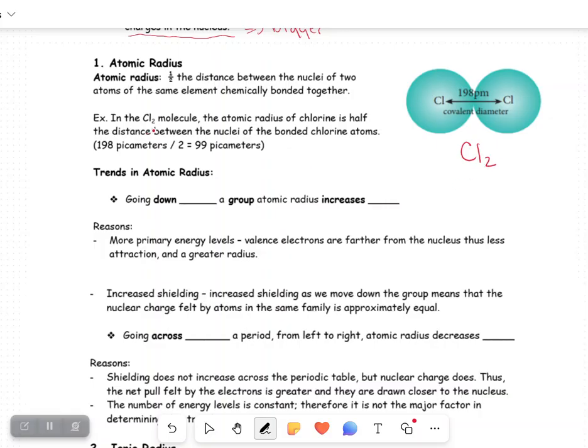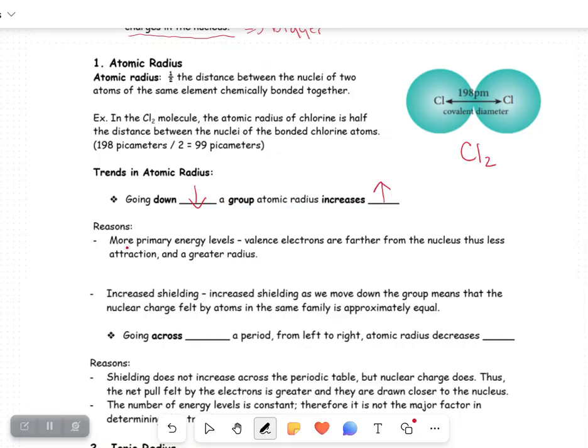Okay, so in the Cl2 molecule, the atomic radius of chlorine is half the distance between the nuclei of bonded chlorine atoms, so that equals 198 picometers. Picometers is times 10 to the negative 12th. Not that you need to remember any numbers, but just remember that that's what the atomic radius is defined as. Okay, and as we saw in the graphic above, going down a group, the radius increases.